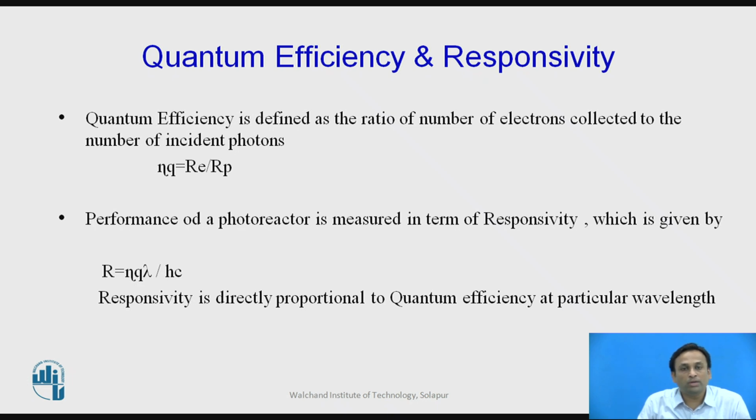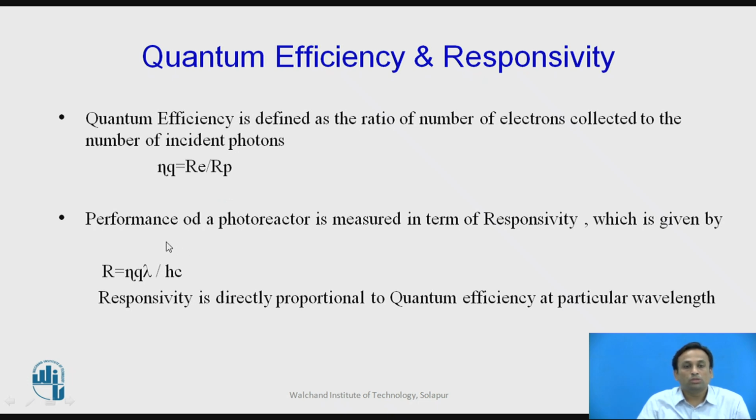The quantum efficiency is defined as the ratio of the number of electrons collected, that is the output, when light is incident on the detector, that is the number of electron and hole pairs generated, to the number of incident photons. That is, efficiency equals Re upon Rp.